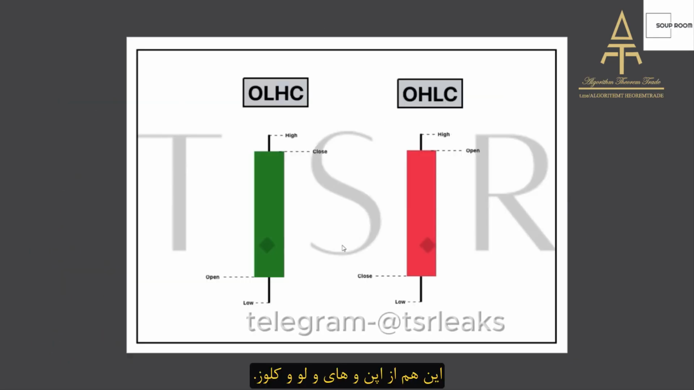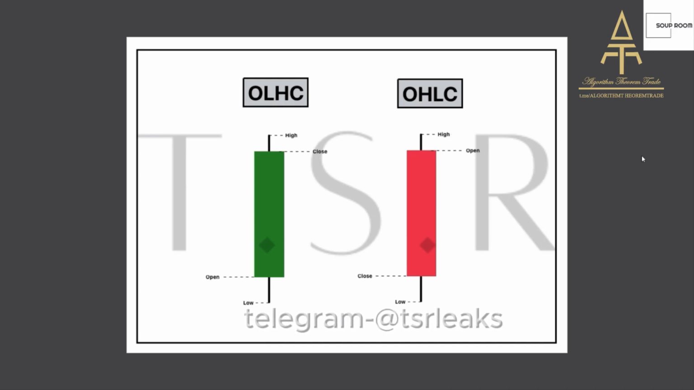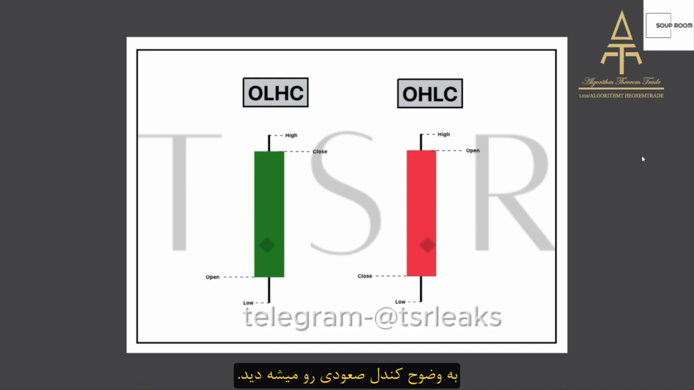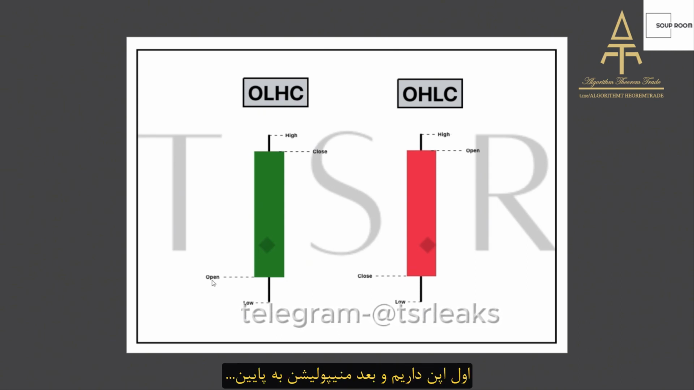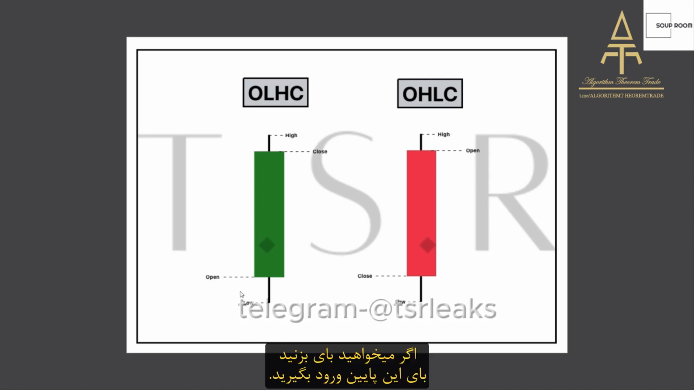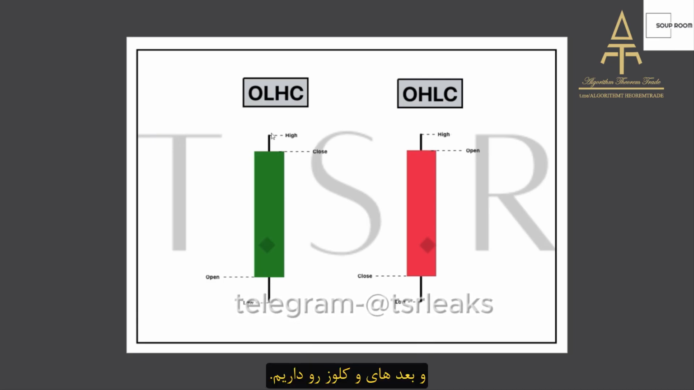All right, so this is an open, low, high, close, and open, high, low, close chart. We can see very straightforward here and direct. On a bullish candle, we have the open at the lower end. We create a low as we manipulate below the open. This wick right here is where you would find your entry model if you were bullish. And of course, we have the high and the close.